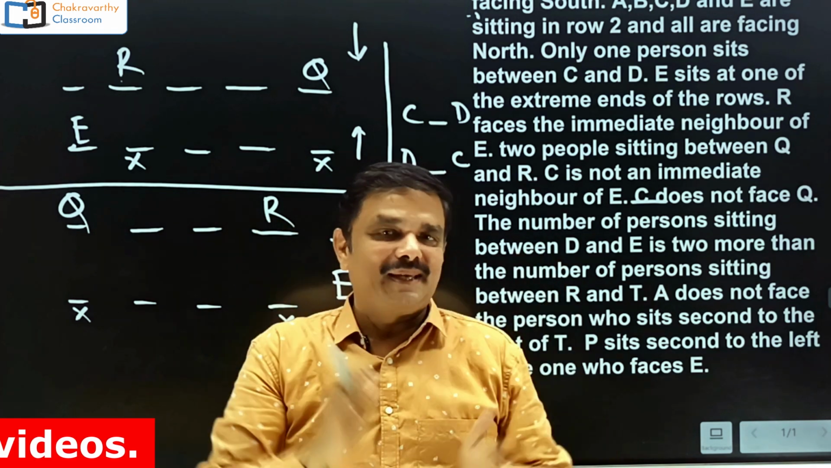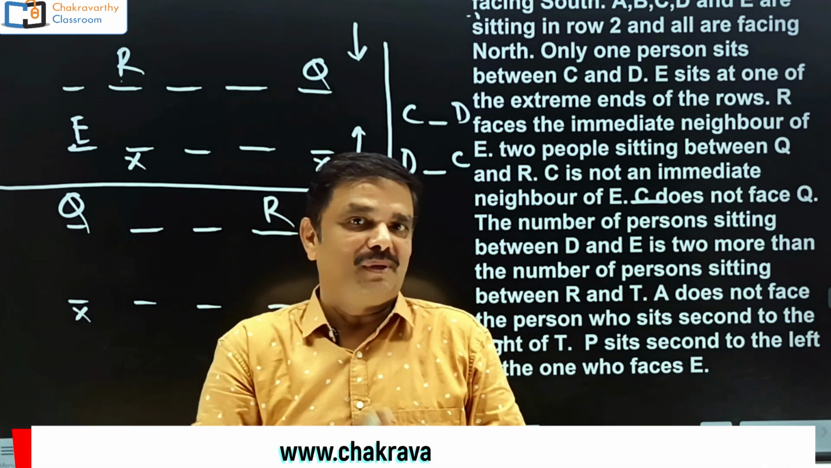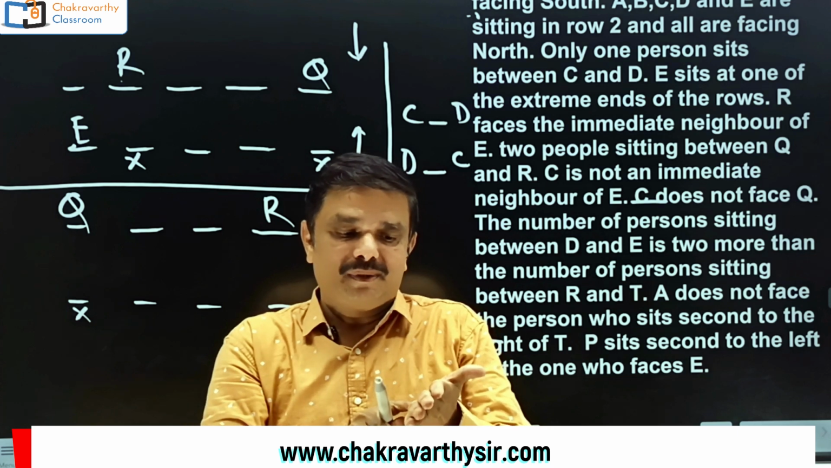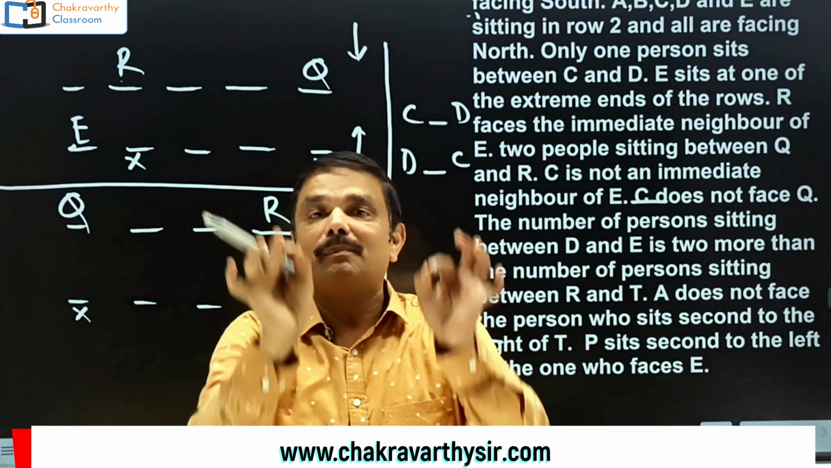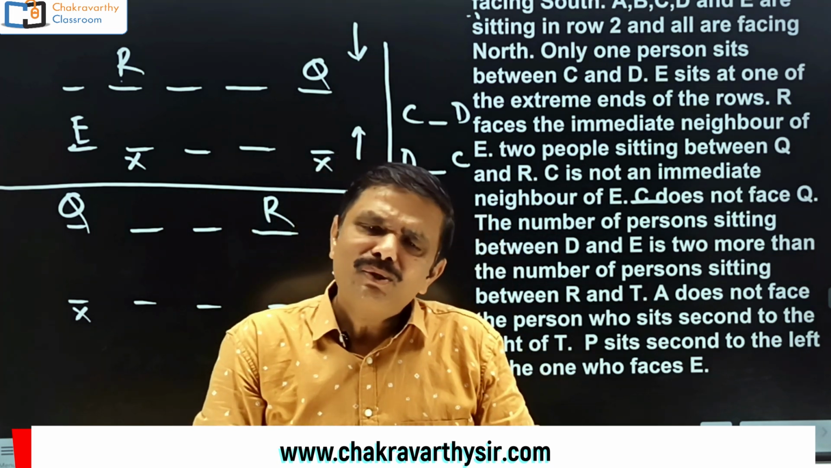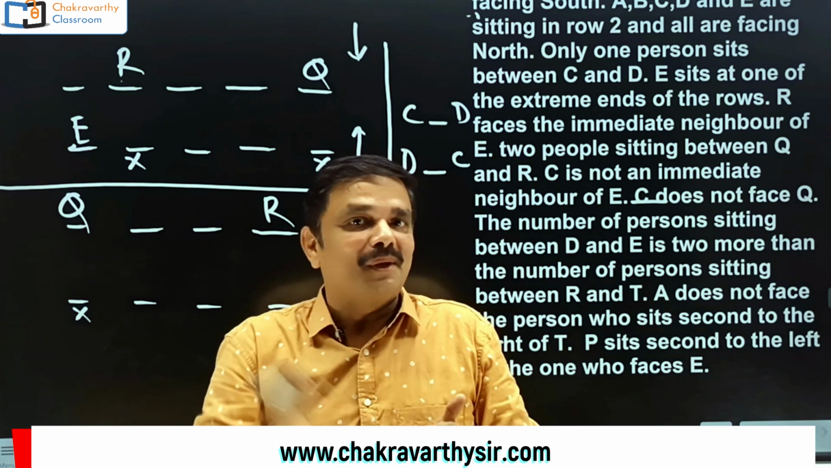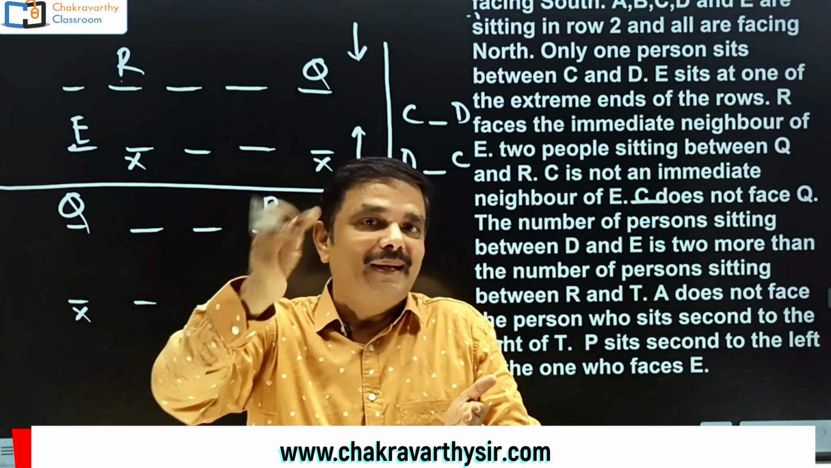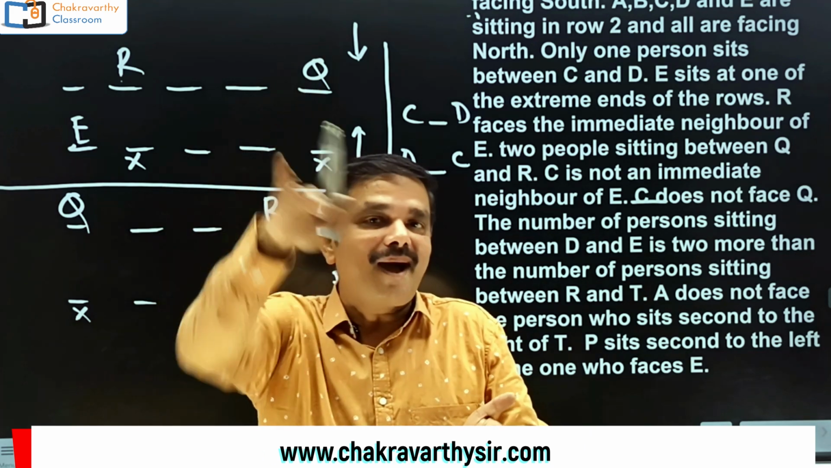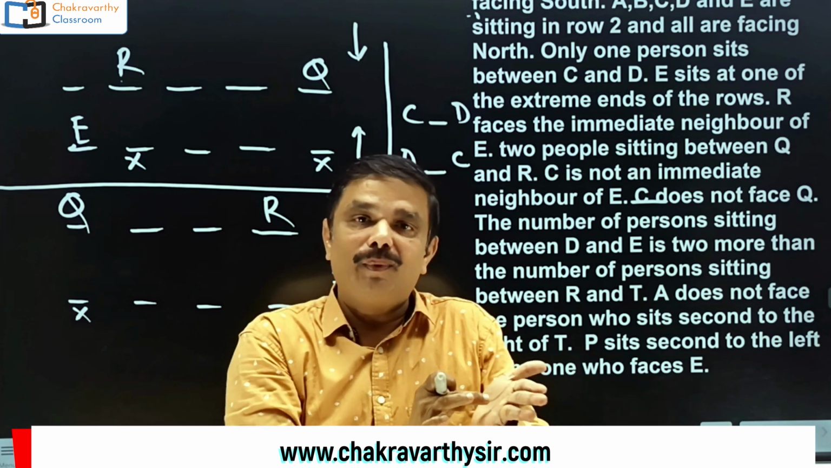Many students think in this way. When they have given this information like this, I repeat the information for you. The number of persons sitting between D and E is 2 more than the number of persons sitting between R and T. Many students think that there are some people between R and T, because they have given that the number of people between D and E is 2 more than between R and T, meaning definitely there are some people, 1 or 2 persons between R and T.